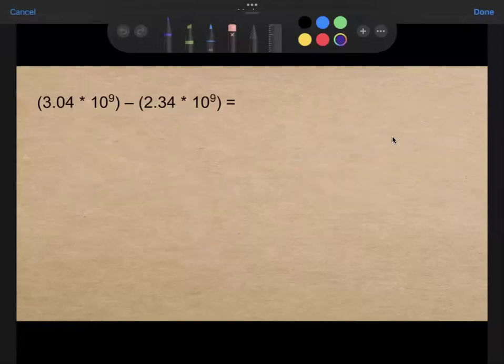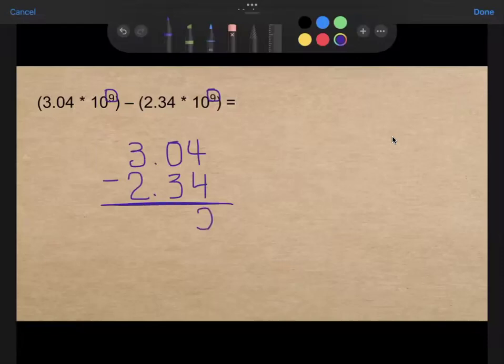Okay, here's our next example. We're going to take 3.04 times 10 to the 9th minus 2.34 times 10 to the 9th. First thing I want to check is whether those exponents are the same, and they are. So I'm going to take 3.04 and I'm going to subtract 2.34. When I do that, I end up with a 0 here.